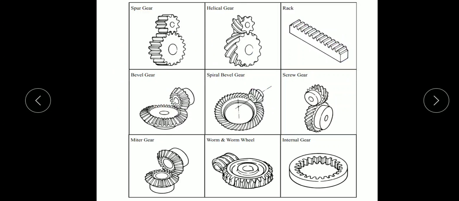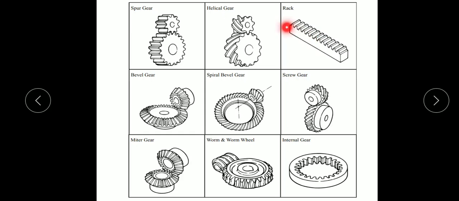Now you will see some important gears. The first one is spur gear, when teeth are parallel to each other. You can see here the main difference between helical and spur gear is the shape of the tooth. Here the tooth is in a straight line, here it is in a spiral or inclined form. So this is spiral gear or helical gear, and this is spur gear.